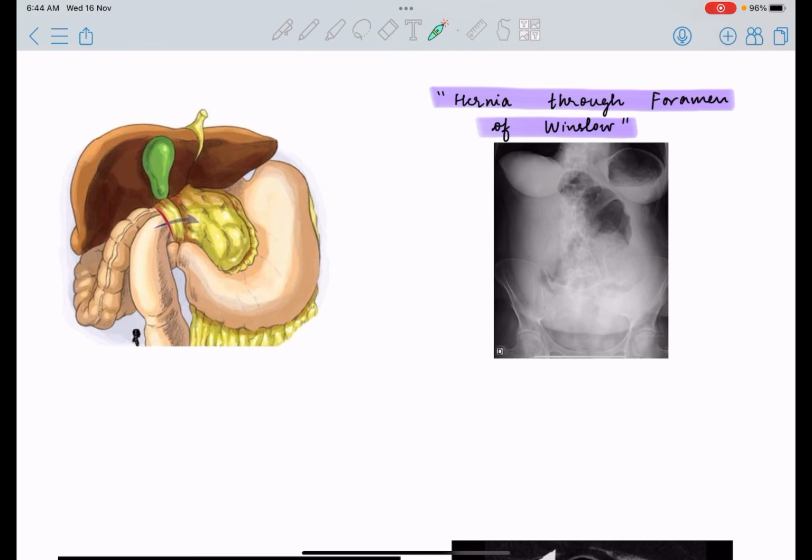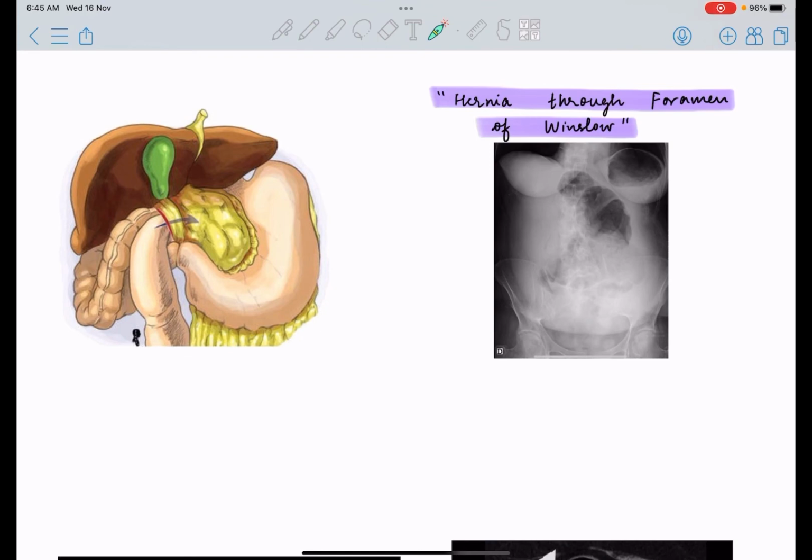These people who have hernia through foramen of Winslow present with the same features of intestinal obstruction, obviously, but these patients can also present with features of obstructive jaundice, because when the bowel protrudes through the foramen of Winslow into the lesser sac, it stretches the biliary apparatus which is present on the free edge of the lesser omentum or hepatoduodenal ligament. So when the biliary tree or biliary apparatus is compressed by the distended bowel, it can give rise to features of obstructive jaundice.